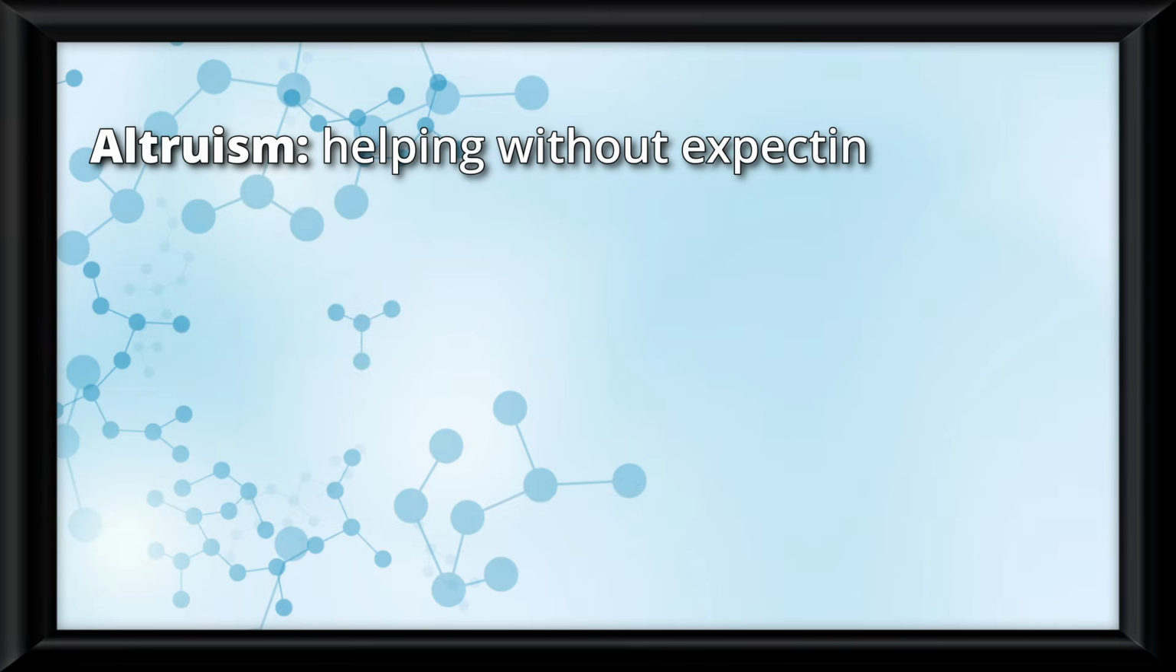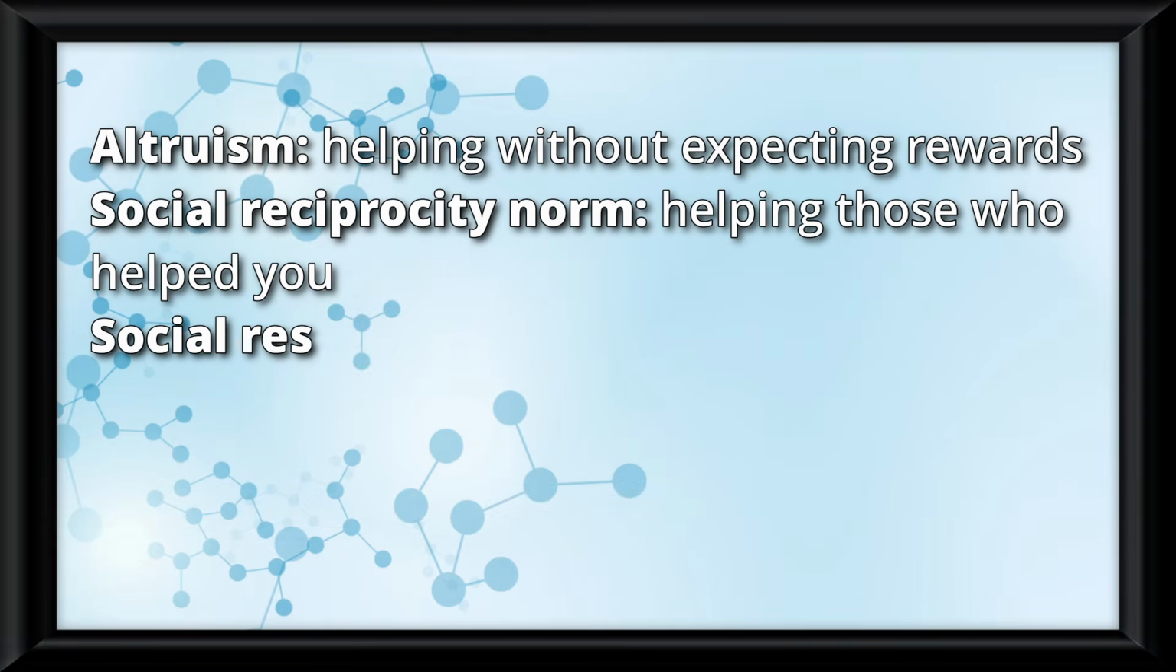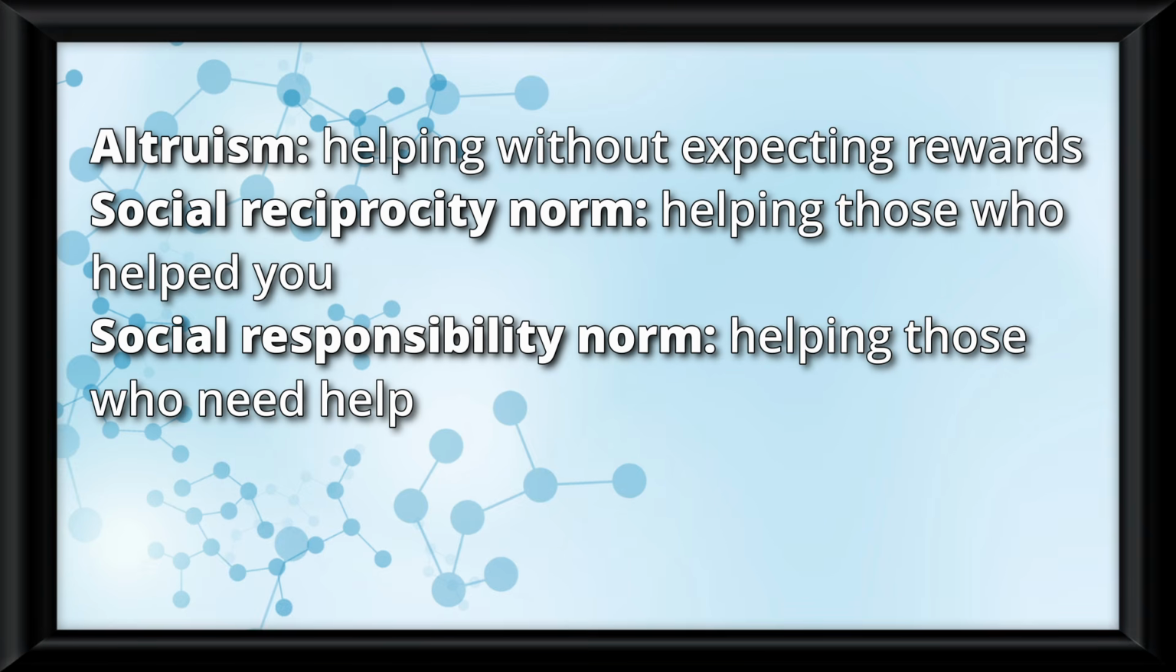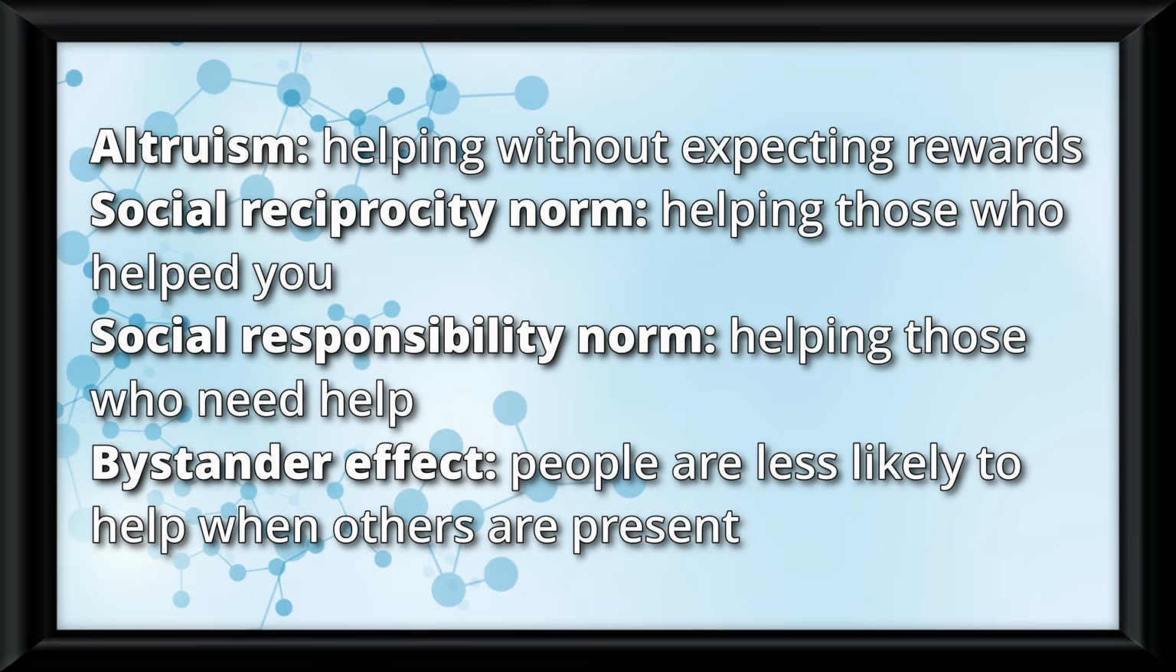Altruism is helping without expecting rewards. The social reciprocity norm is helping those who helped you. The social responsibility norm is helping those who need help. And finally, the bystander effect is when people are less likely to help when others are present. And oh my god, we're done.